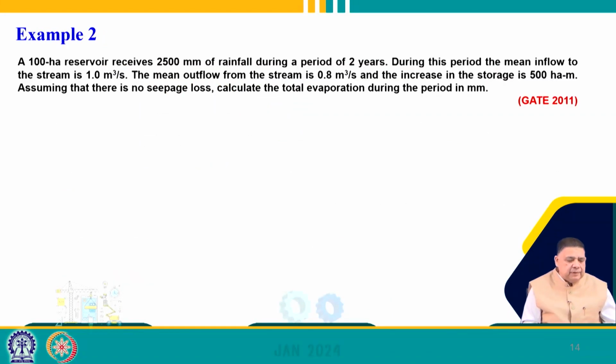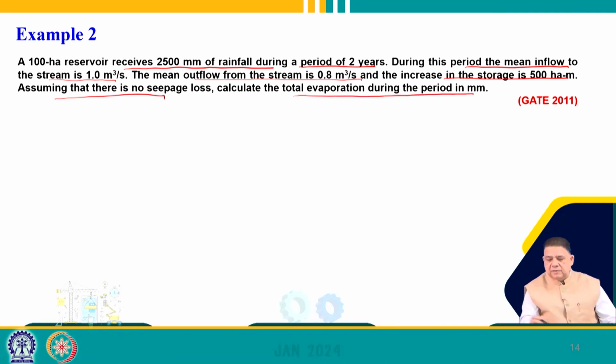Now, let us take an example. A 100-hectare reservoir receives 2500 millimeters of rainfall during a period of 2 years. During this period, the mean inflow to the stream is 1 cubic meter per second. The mean outflow from the stream is 0.8 cubic meter per second, and the increase in storage is 500 hectare meters. Assuming that there is no seepage loss, calculate the total evaporation during the period in millimeters. This question was asked in the GATE 2011 examination.